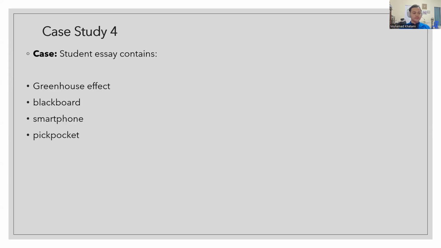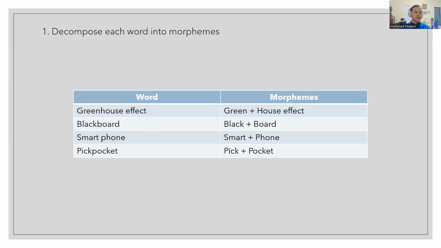Moving on to case study 4. In this case, the student essay contains the words greenhouse effect, blackboard, smartphone, and pickpocket. Decompose each word into morphemes for the test. For the first test, greenhouse effect is green plus house, and then effect. For blackboard, it is black plus board. For smartphone, it is smart plus phone, and pickpocket is pick plus pocket.